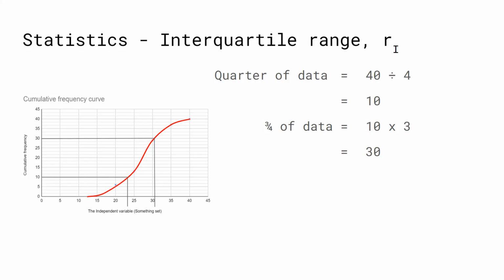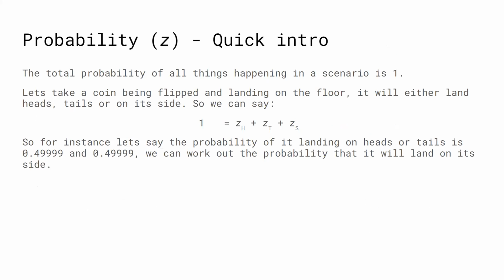And then what I need to do is calculate this width here. So I'm going to take the X value of my 3/4 and subtract the X value of my 1/4, which is that. And that gives us 7.5 miles an hour. So that's the interquartile range. It's quite straightforward. So we're going to have a look at probability as well.